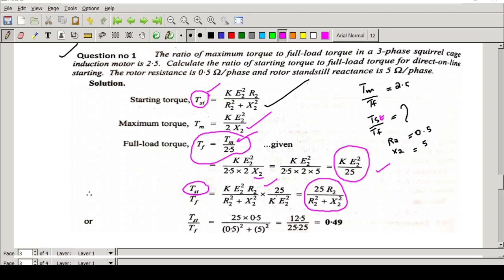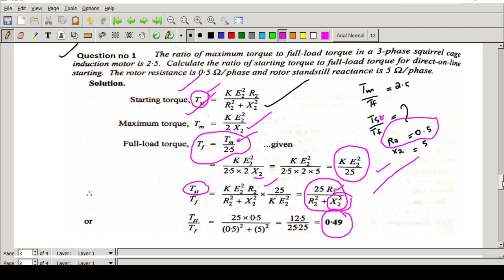Okay, and now R2, we already know the value of R2. Just substitute R2 as 0.5. And when you substitute X2 also, X2 is given, that is 5. So substituting the values, we will get the ratio of starting torque to full load torque as 0.49. So for doing this question, the only thing you have to do is remember the equation of starting torque and maximum torque. All other expressions and values are given in this particular question.